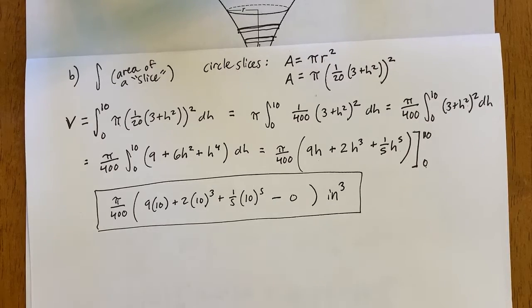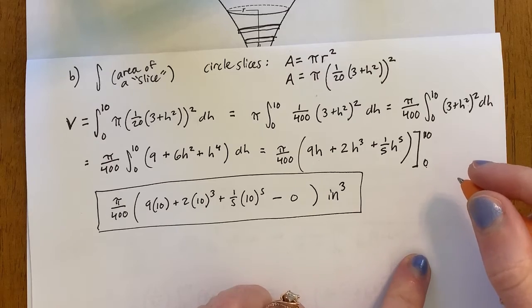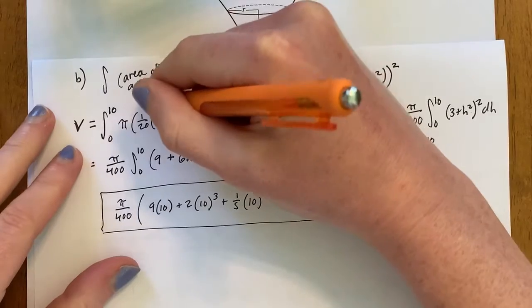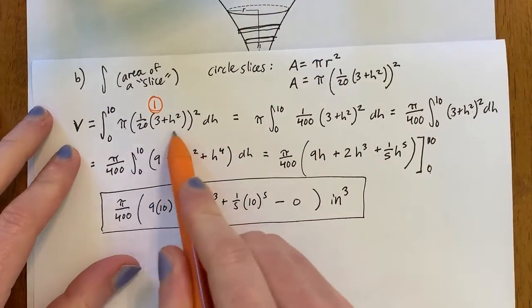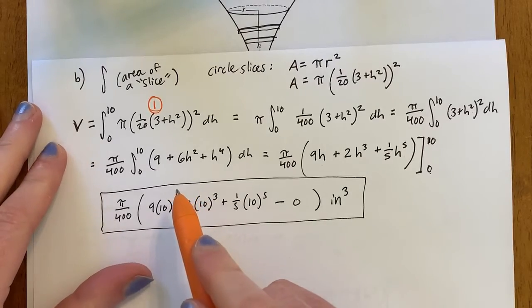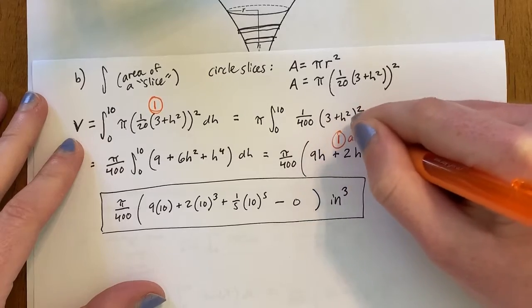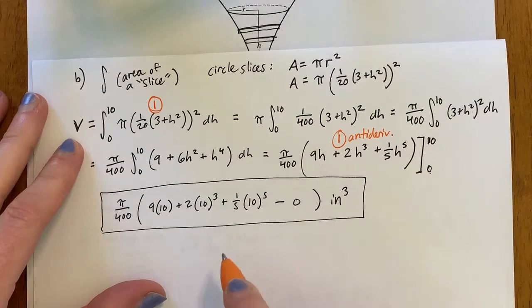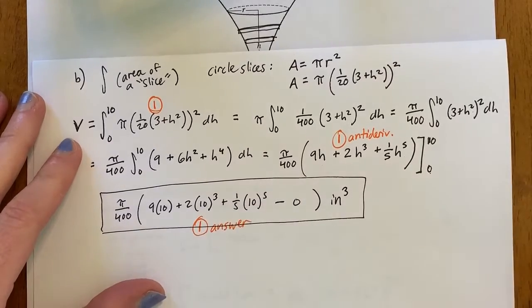All right, and again, this was a 3-point question. Each part of this one was 3 points. You got 1 point for the integrand, which is the thing in the integral. So like, did you get the right area formula and put it in there? You got your second point for doing the antiderivative correctly. So I did this in this step here. And then you got your third point for the answer.